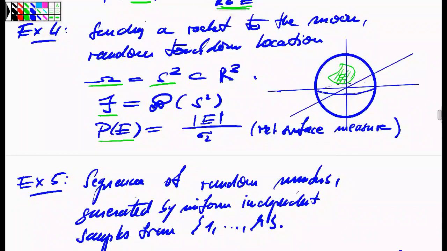So in other words, the probability that you hit a particular set E with the rocket is given by the size of the set E, and the size of the set here is just the surface measure of the set E normalized, so divided by the full surface measure of the entire moon, or the entire sphere, in order to get a probability measure which assigns probability 1 to the entire space.